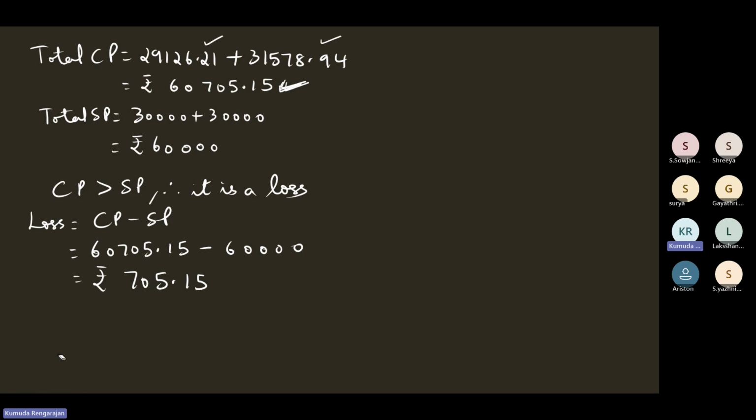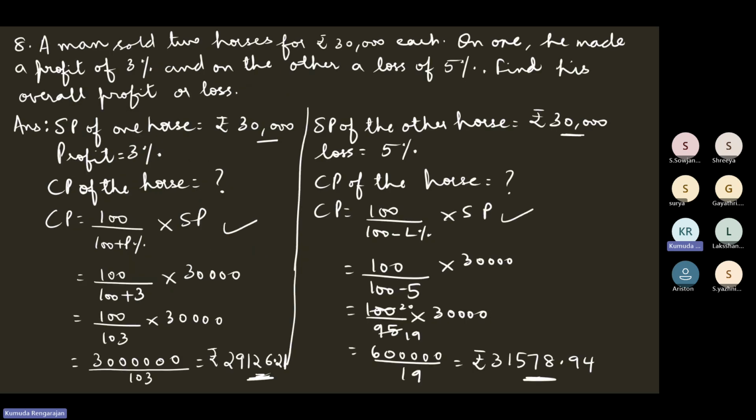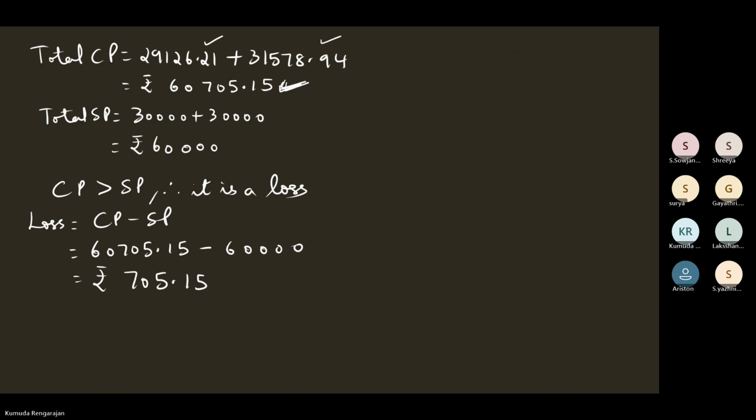So on the whole, it is a loss of 705 rupees 15 paise. On the whole, it is a loss. Though he sold the first horse at a profit, the second horse he sold at a loss. Even then, on the entire transaction, it is a loss.